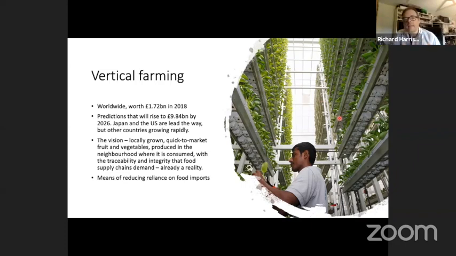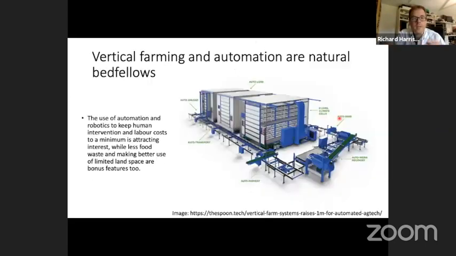At its best, it can be seen as a way of producing locally grown, quick to market fresh fruit and veg, shortening supply chains, having better traceability, better integrity in the food system. And that's already sort of here. And of course, many people are thinking that it is a method of reducing our reliance on food imports. As I said, it's a natural bedfellow with automation.